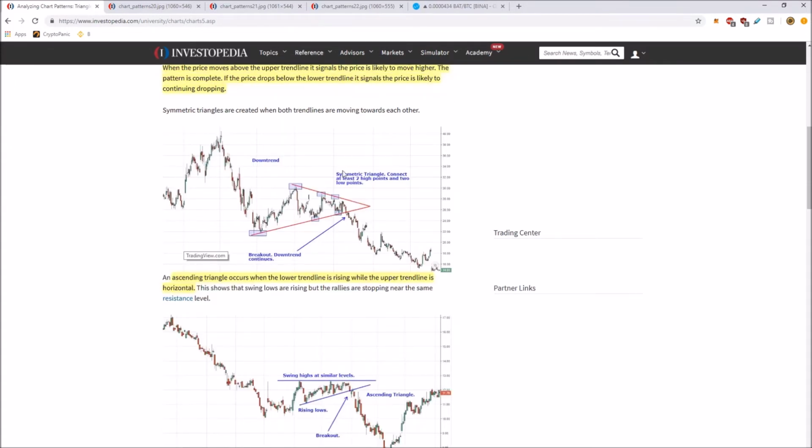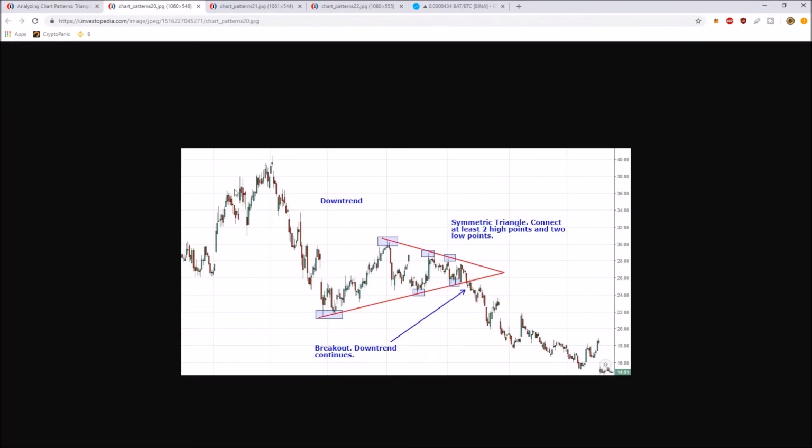This is a symmetrical triangle. We'll go over here to a bigger version. You see, you've got a downtrend, swing high, swing low, swing high, swing low, swing high, swing low, swing high. Basically two touches on each side, and you've got your triangle at that point. And then you're looking, hey, where's the breakout? Now this is a downtrend and it's a symmetrical triangle, so it really can break out either way.